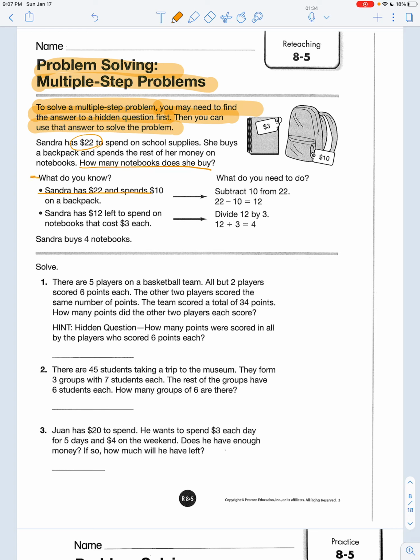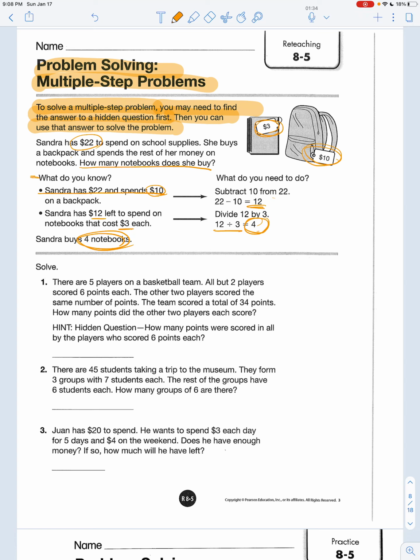We know that Sandra has $22 to spend and spends $10 on a backpack. Okay, so we know that she spends $10 on the backpack. So we're going to subtract the $10 from the 22, leaving her with $12. Since she has 12 left to spend on notebooks that cost $3 each, she has 12 divided by 3 equals 4. So she would buy 4 notebooks.